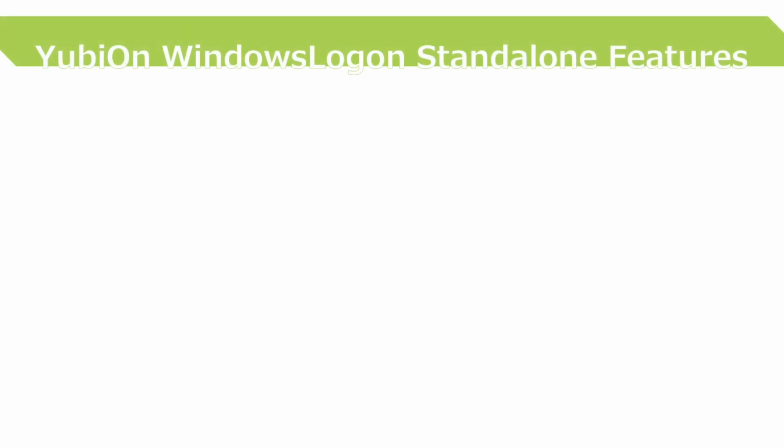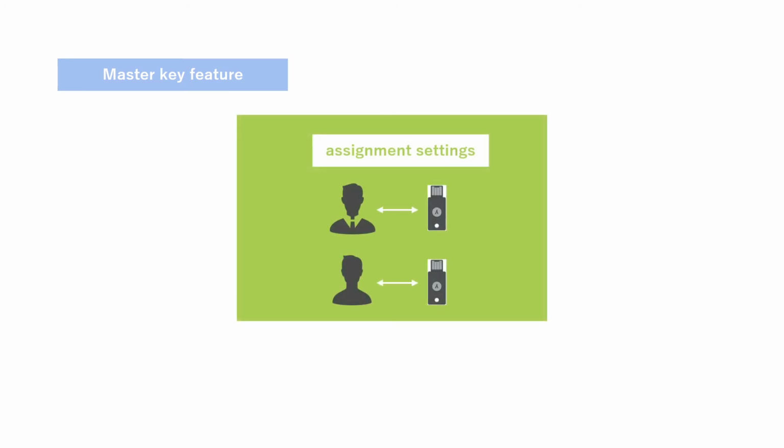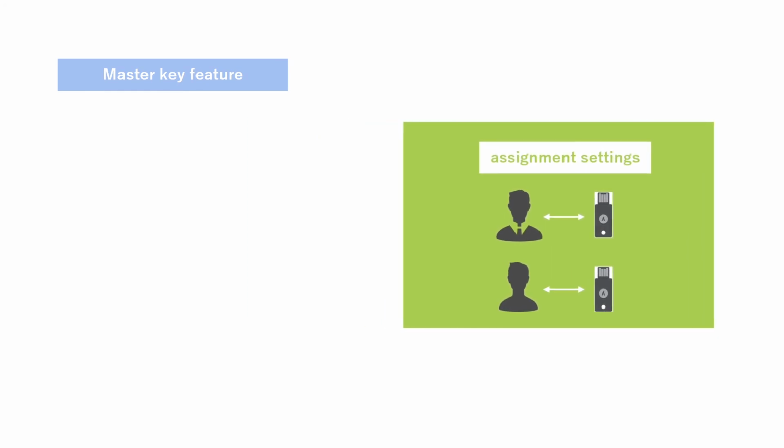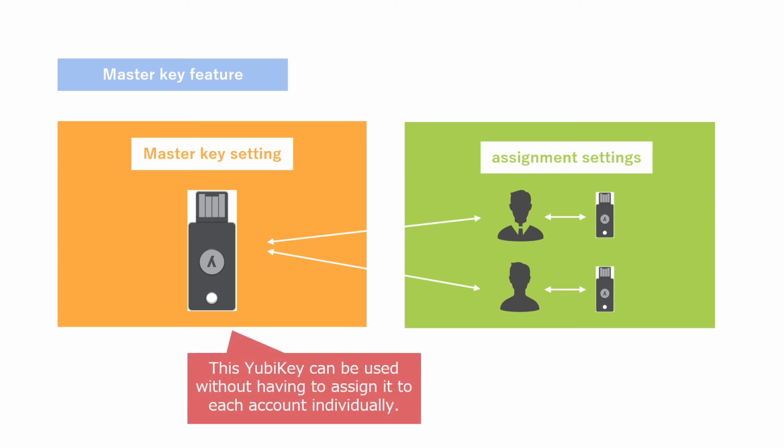YubiOn WindowsLogon Standalone has some useful features. The master key feature: normally you set the YubiKey assignments used for each account. A YubiKey specified as the master key in advance can be used with any account. It is convenient to set in advance, such as a YubiKey used by the administrator or for emergency use when the user loses a YubiKey.